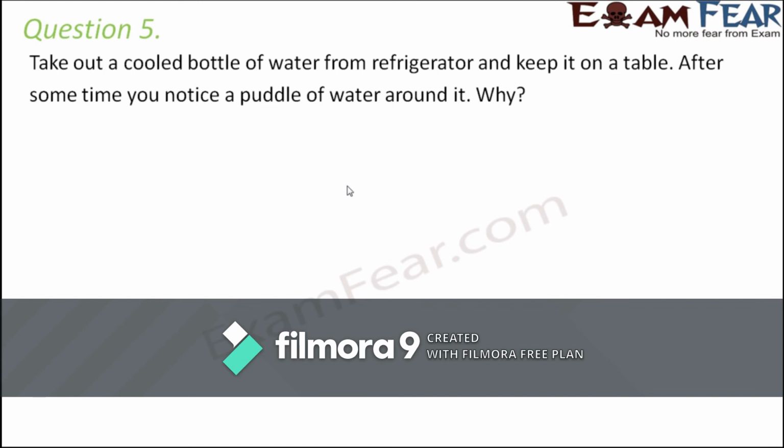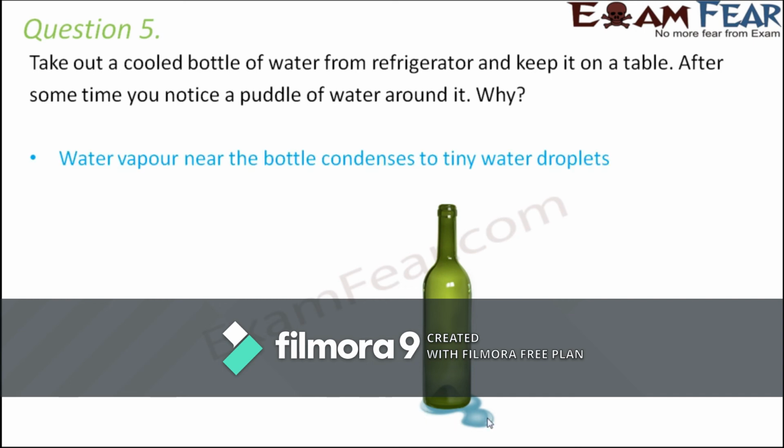Question number 5. Take out a cooled bottle of water from refrigerator and keep it on the table. After some time, you notice a puddle of water around it. Why? Now, why do you have this water around it? So that's because of condensation. Now, as soon as you keep this bottle at room temperature, the surrounding air contains water vapor. So that water vapor comes in contact with this cold bottle. So the water vapor tends to get converted into liquid water. So this liquid water is what you see as this puddle of water.